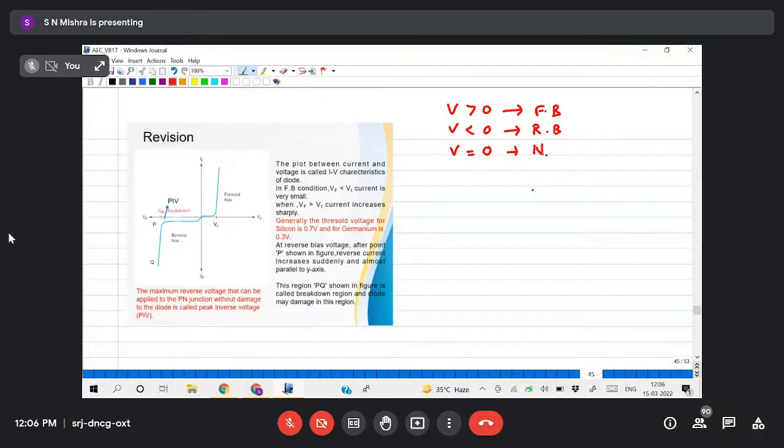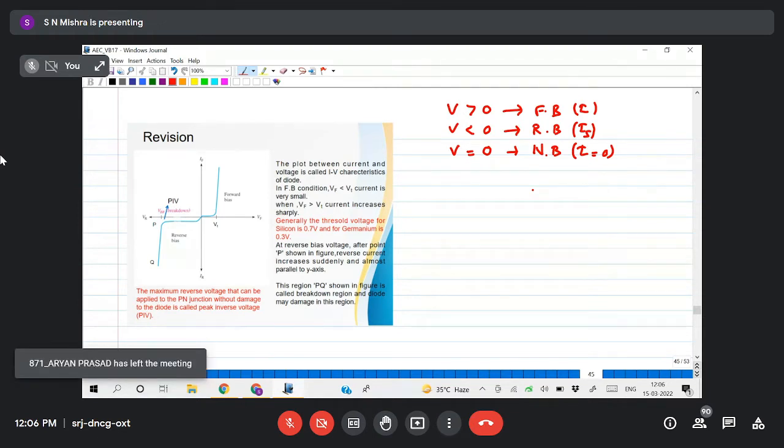In no bias, we have seen current equals 0. In forward bias we get current, and in reverse bias we get leakage current. Yes or no? Yes, sir. We have seen all the operation, how the minority and majority carriers move, the depletion region, how the depletion region decreases in forward bias and increases in reverse bias, and the built-in potential. All those things we have discussed.